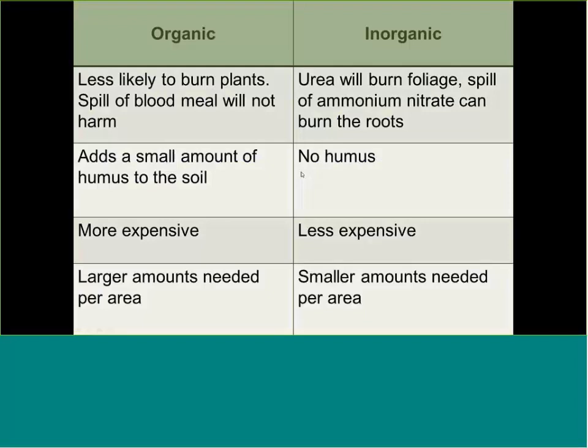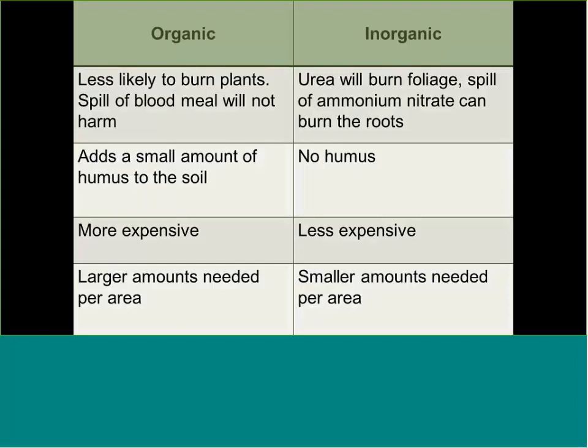Okay. Now let's talk a little bit about organic and inorganic, and compare the two. Organic is not likely to burn plants compared to, for example, urea. You sprinkle some urea, and if a grain lands on the foliage, it will burn that leaf. You spill blood meal, it's not going to harm, but you spill ammonium nitrate, and you can burn the roots. So that is one plus for organic.